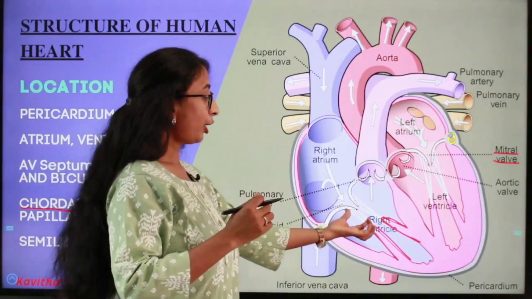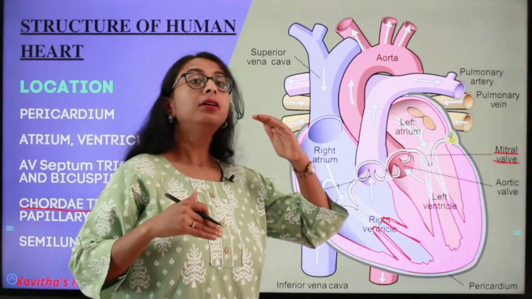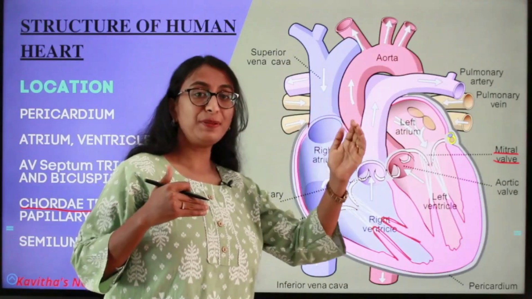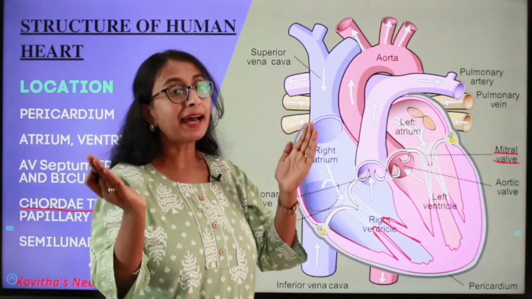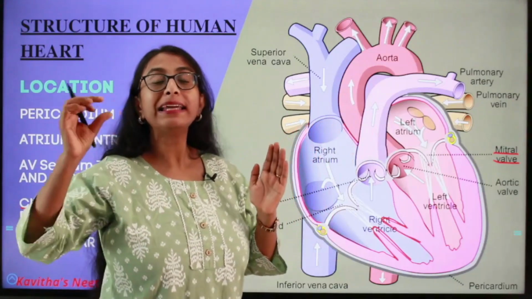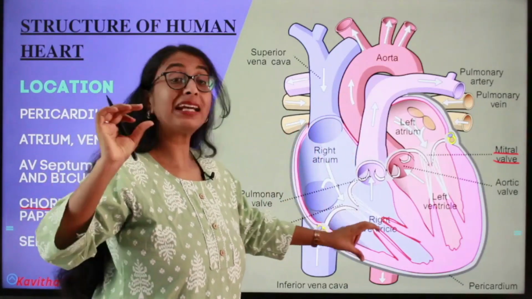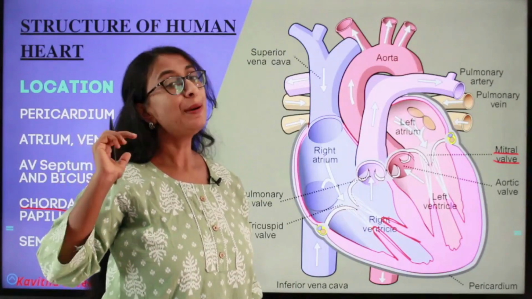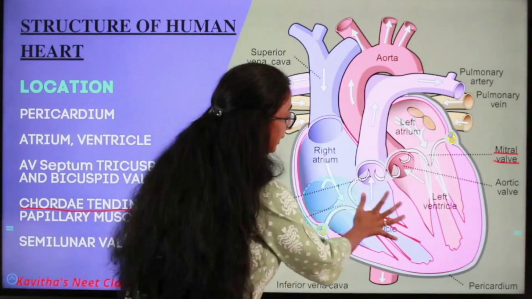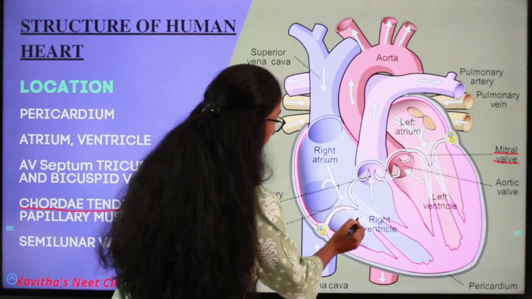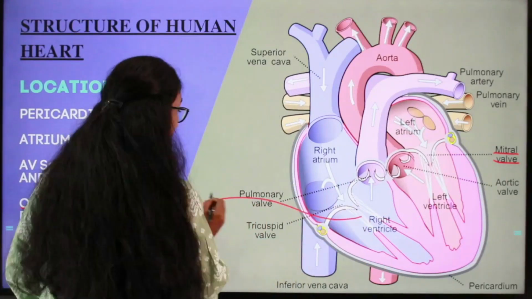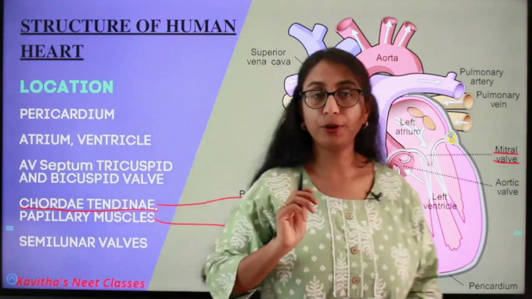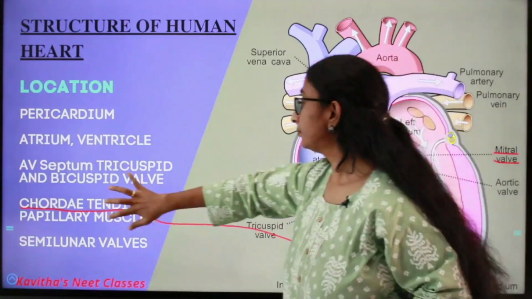So chordae tendineae are attached to the cusps or the flaps of the bicuspid or the tricuspid valve on one end, and on the other end they are attached to thick muscular structures called the papillary muscles. So here this is chordae tendineae, and this is papillary muscles. I hope you can see it.